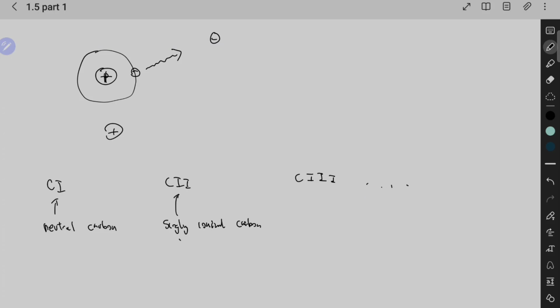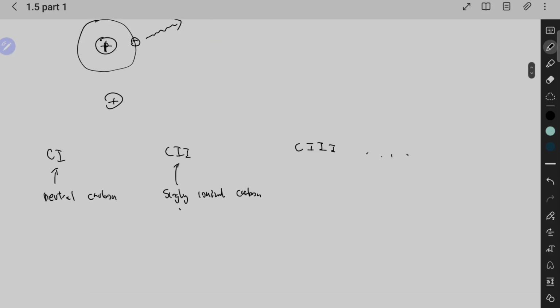You strip away every electron and there's only the nucleus left at the end, but that requires a lot of energy. The notation is that when you have C1 or CI, that is the neutral carbon. When you have CII, so two of them, that's the singly ionized. When you have three of them, that's when you take two electrons away. So that's how the notation goes.